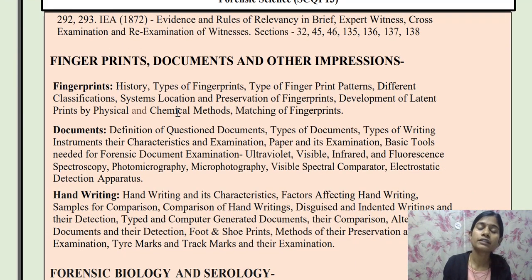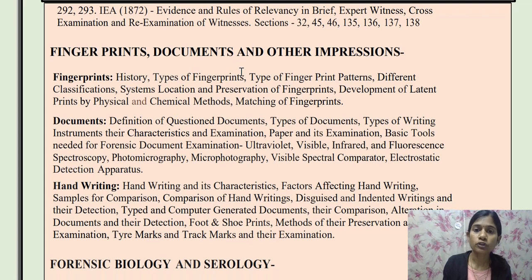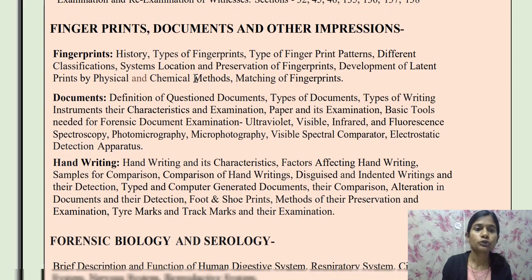Then after the law part, fingerprints, documentation and other impressions. Here is all the information related to fingerprints: history, types of fingerprints, types of fingerprint patterns, different classification systems, location and preservation of fingerprints. Up to here, classification, it is about the introduction part only. What is a fingerprint, what are the different types of fingerprints humans have, and how many patterns are there. Next, systems, location and preservation of fingerprints, development of latent prints.